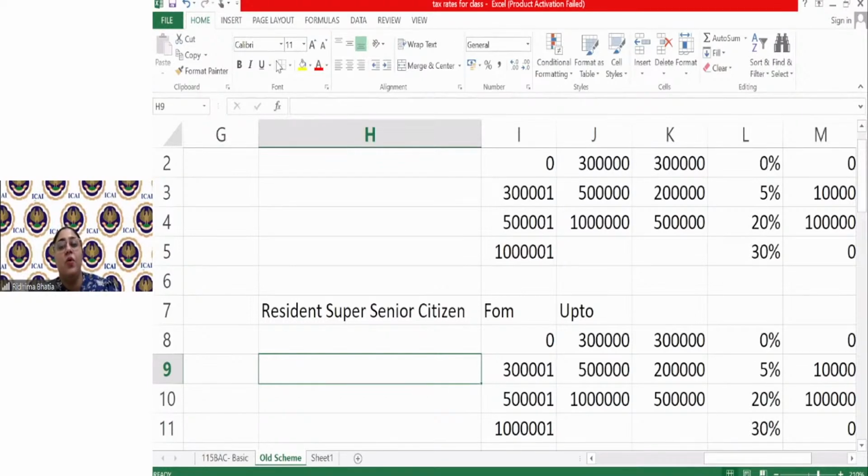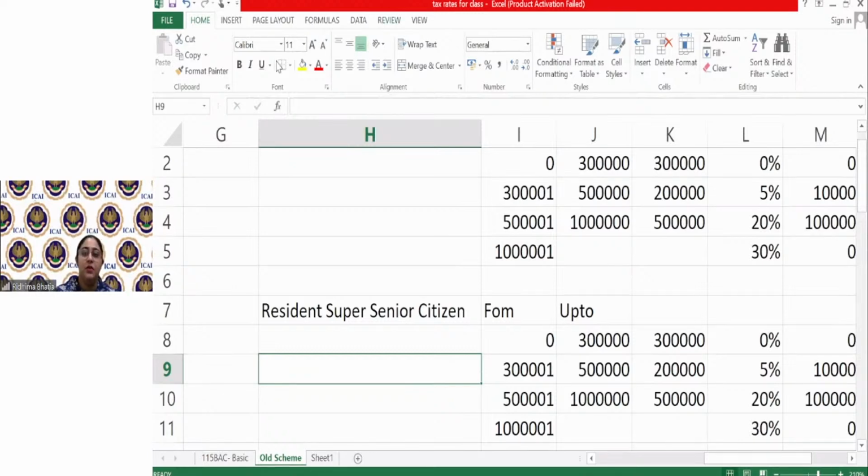Because the rates are on the income which is earned in the previous year, correct? So the age which matters is of the previous year. The age which matters is of the previous year. So super senior citizen is a concept which is applicable for a person who is a resident and is of the age of 80 and above, 80 and above during the previous year.